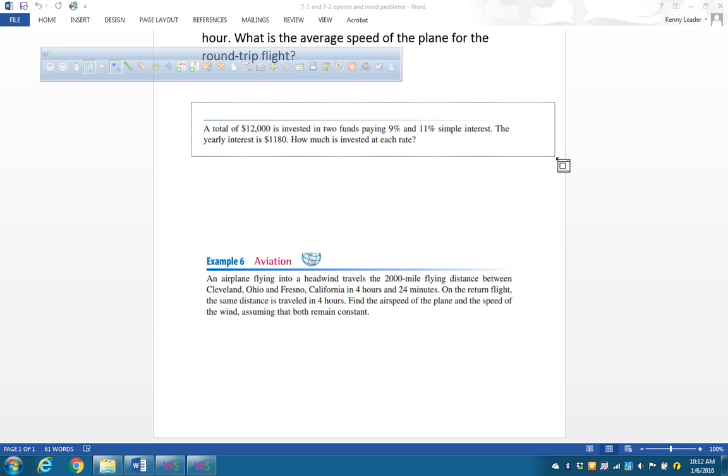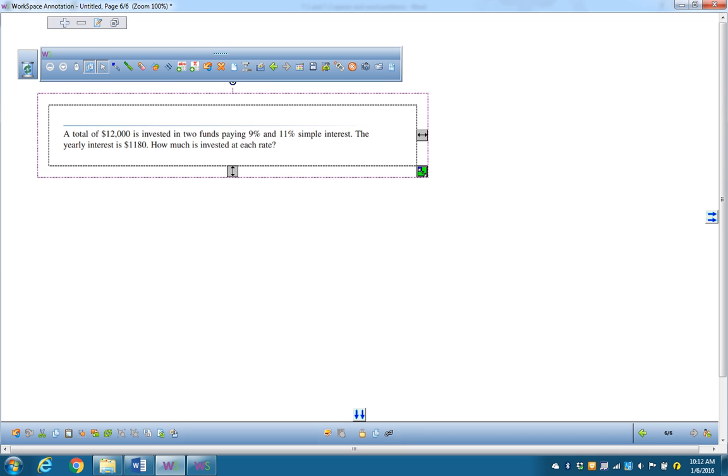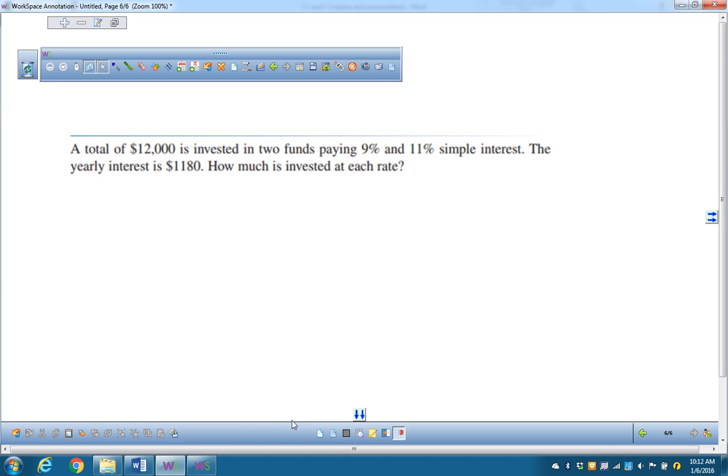So a total, where is it? Last one. Okay, and this is kind of a classic problem that they like to give you again and again. A total of $12,000 is invested in 2 funds paying 9% and 11% simple interest. The yearly interest is $1,180. How much is invested at each rate?